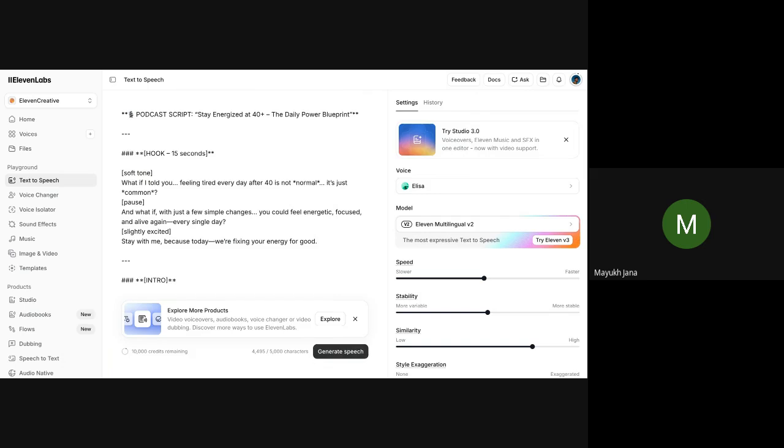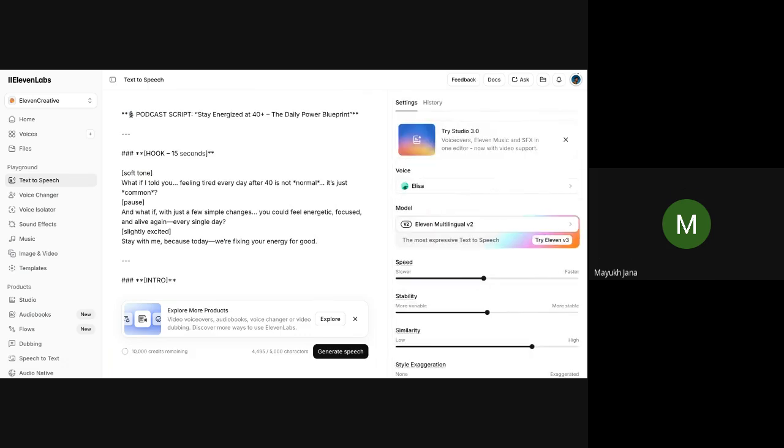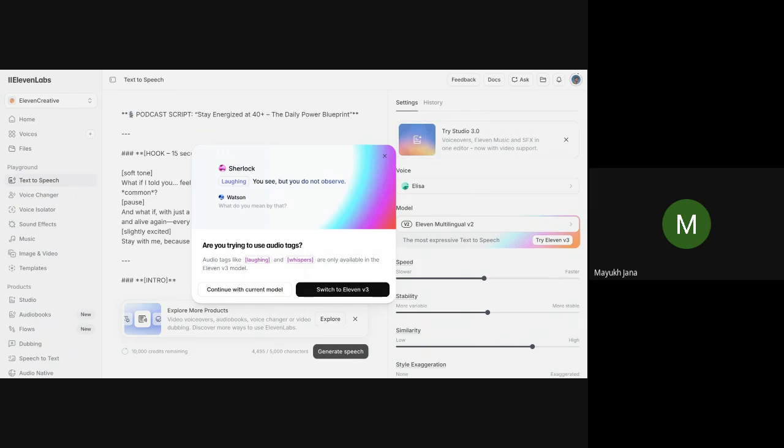So what you will do is just click on generate speech. When you want to use your own voice, it will come around here in My Voices. See, these are my voices which I have created. One of them is also verified by 11 Labs. It was long ago, it went viral suddenly. I don't know why, but yeah, I created that. Okay, so Elisa, I will just click on generate speech, and we will switch to 11.3.